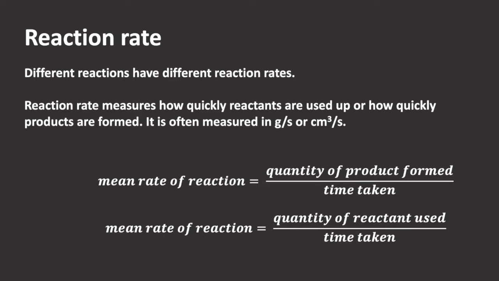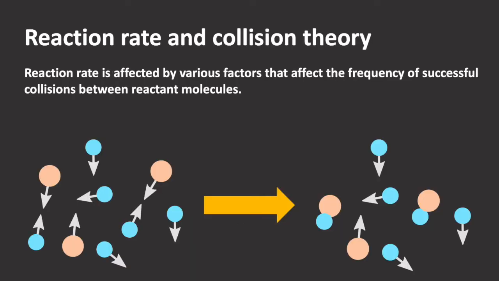If you're measuring the mass of product formed or reactant used, it's often measured in grams per second. And if you're measuring the volume of product formed, then it can be measured in centimeters cubed per second. The rate of a reaction can be affected by various factors that affect the frequency of successful collisions between reactant molecules.